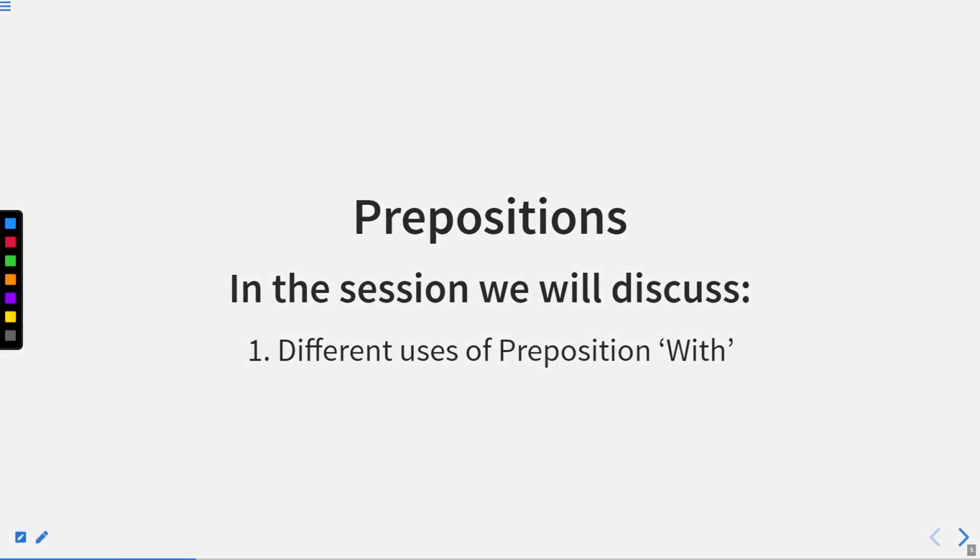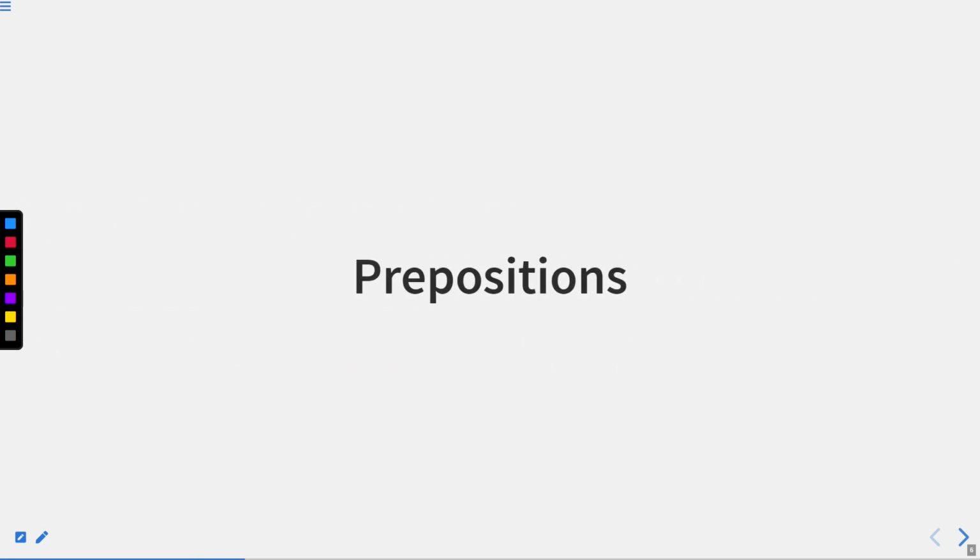We will discuss different uses of the preposition with, because we know well that it can be used in various places. It can be used to associate things together. So we are going to use this preposition in different sentences in this session. First of all, let us see the definition of with.